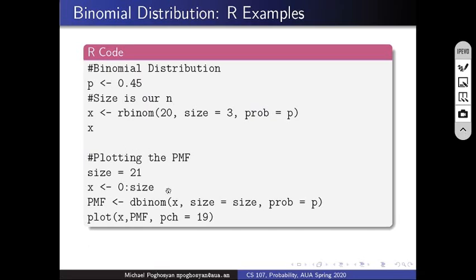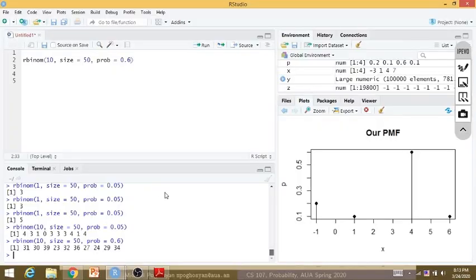We can plot the PMF. Okay, let me go and plot the PMF of this. The PMF is given by dbinom, not rbinom. R is for generating random numbers. D is for the PMF or PDF, in this case the PMF. Okay, so I'm doing dbinom.